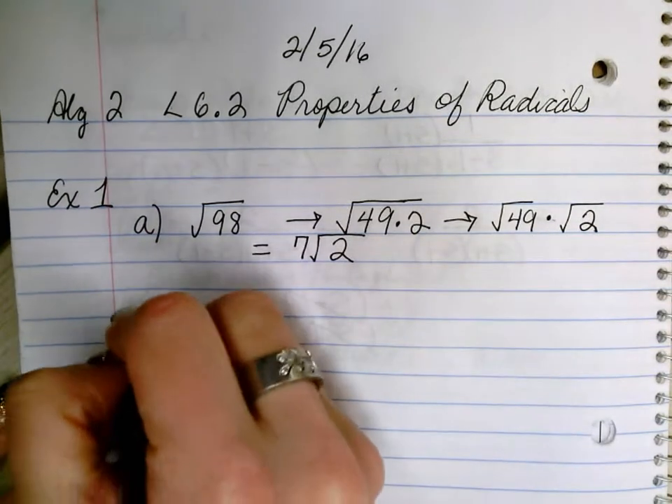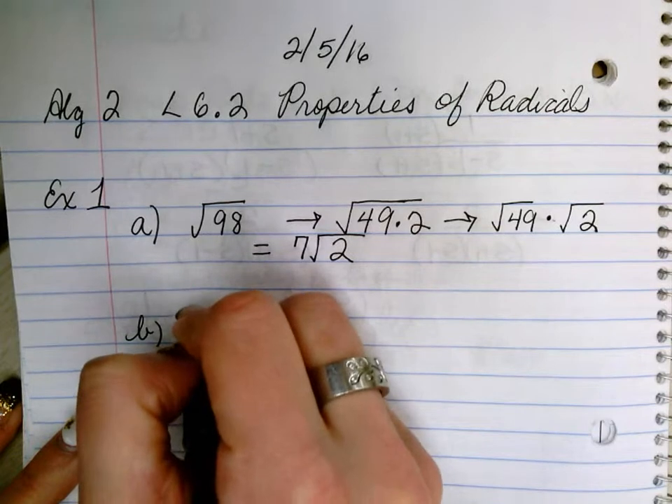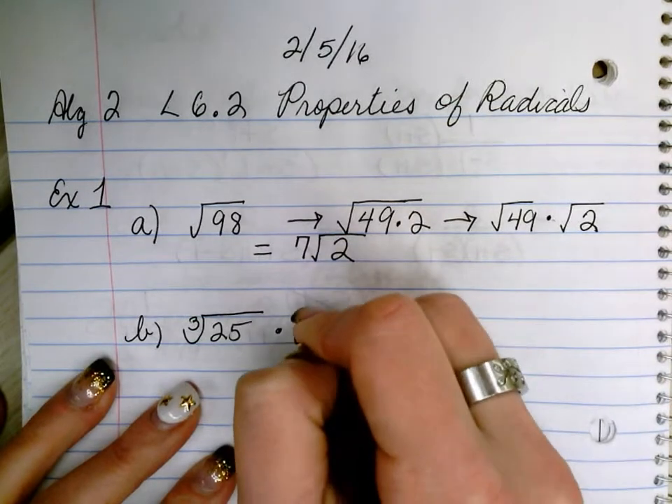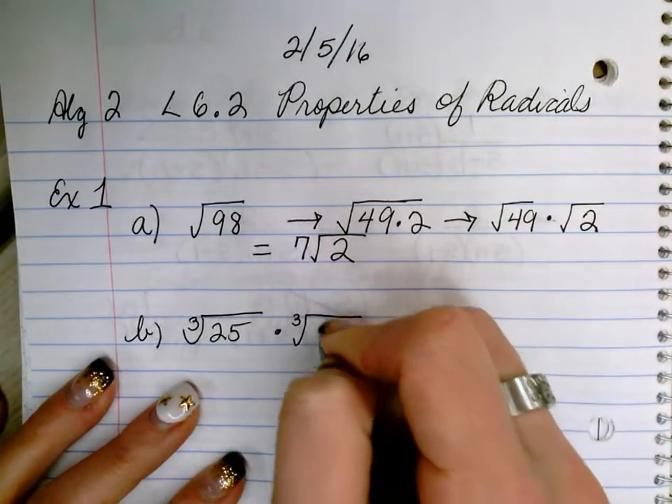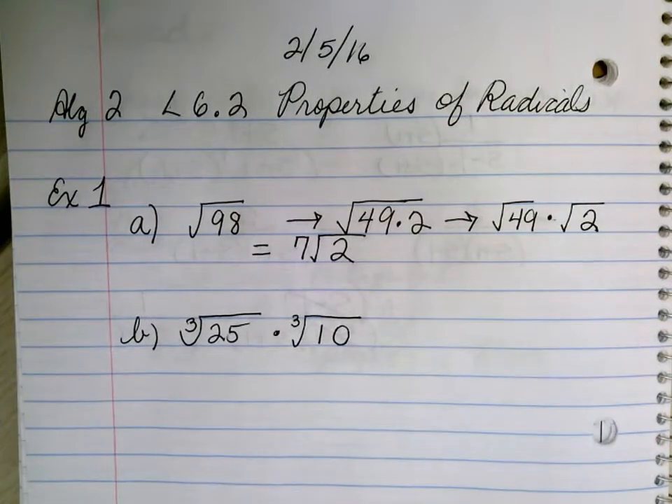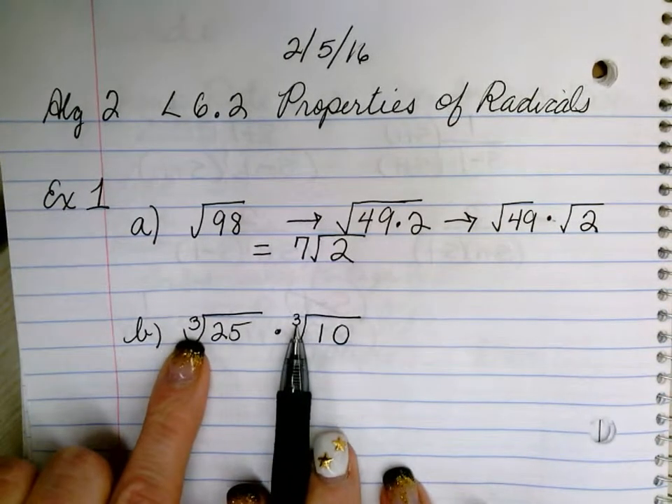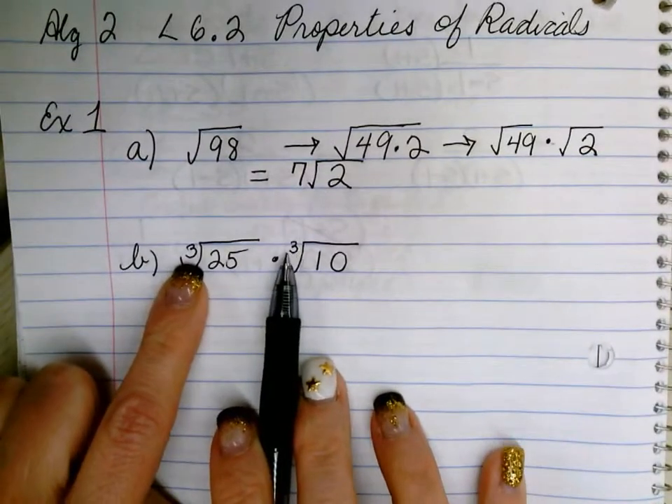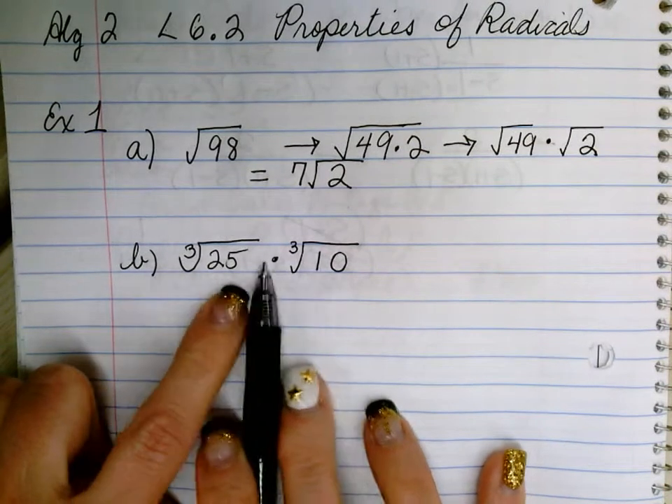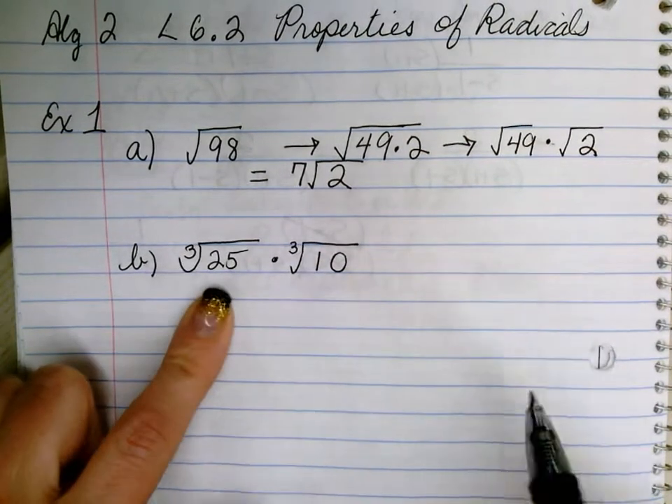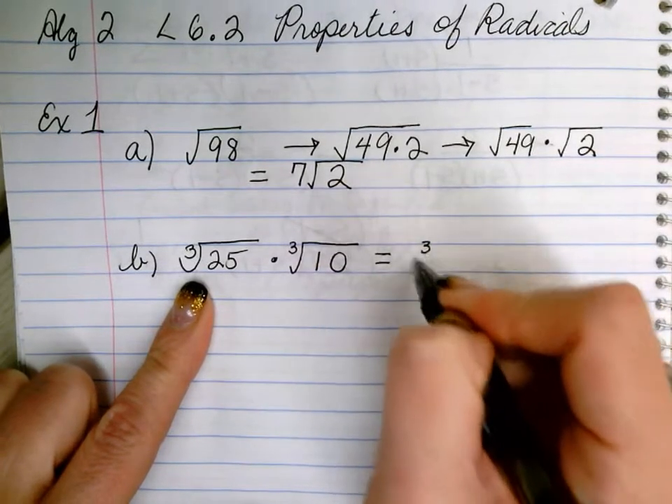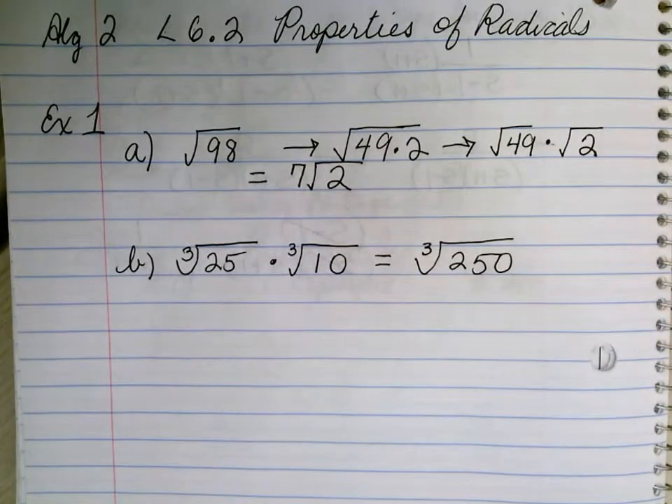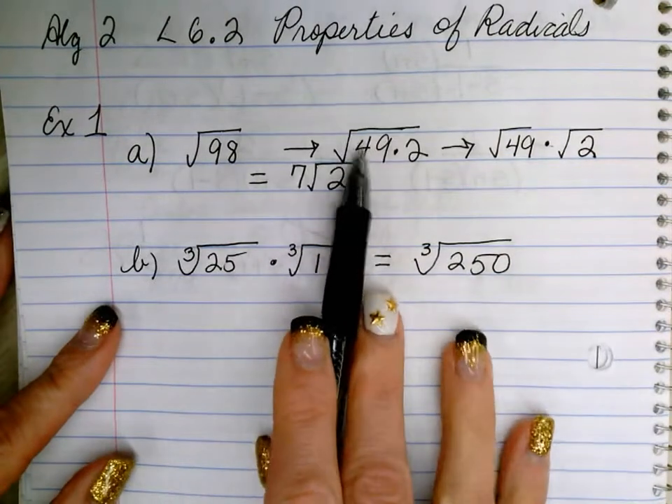Letter B, they have two cube roots for you. They say simplify the cube root of 25 multiplied by the cube root of 10. Incidentally, since they have the same index, they can be multiplied. If they didn't have the same index, they would not be able to. But we're able to multiply these because they have the same index. So you simply end up with the cube root of 250.